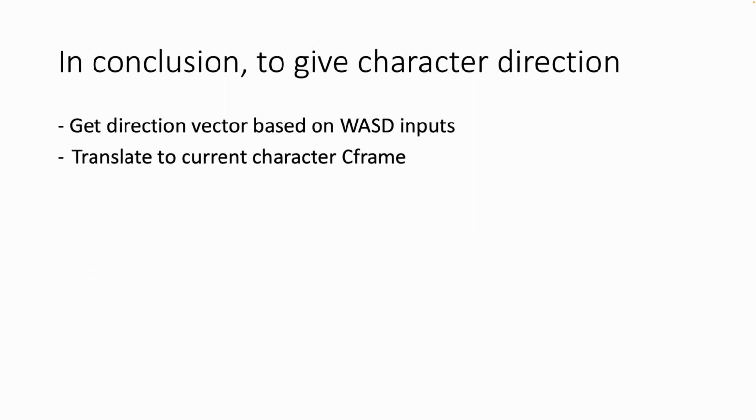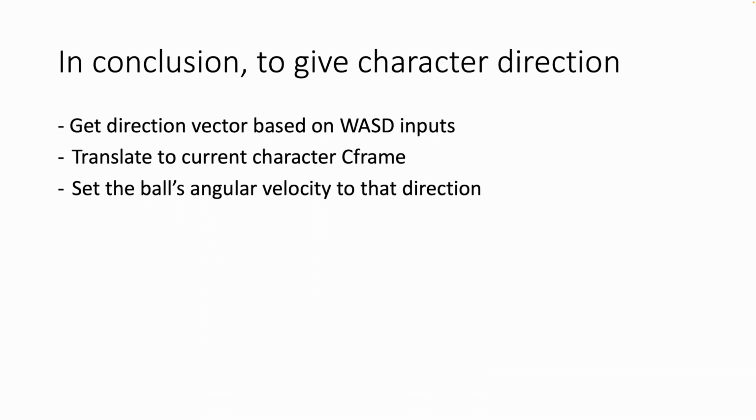In conclusion, to get the character direction, we have to get the direction vector based on WASD inputs. We have to translate to the current character C-frame, and then what we're going to do in the game is set the ball's angular velocity to that direction. Great, now we know how to move our character. Now, the character can move around the globe with the gravity that we've applied to it.